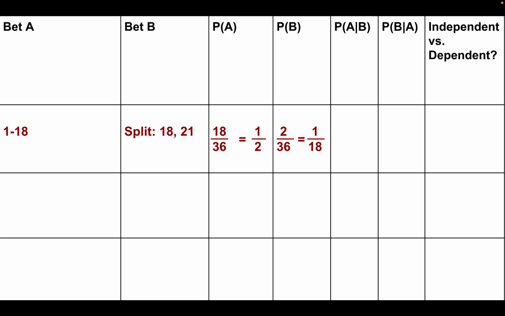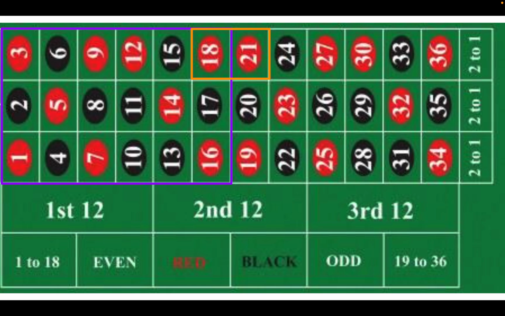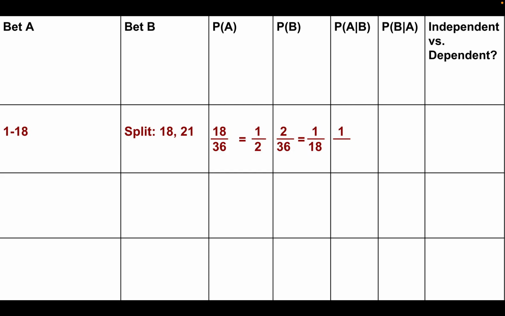Next, let's look for our intersection. So I've drawn both bets on here. Where's the overlap? Well, it's on this one number, 18. So our probability is going to be 1 out of, well, this is the probability of bet A given bet B. So how many ways were there to win bet B? Well, there were 2 ways to win that bet. So this probability is 1/2.